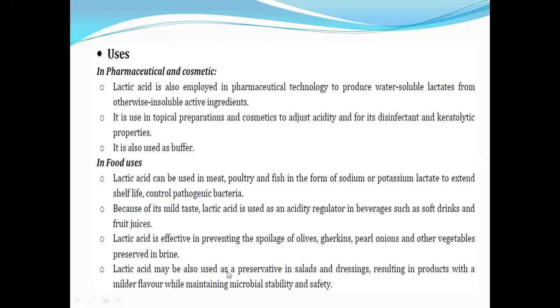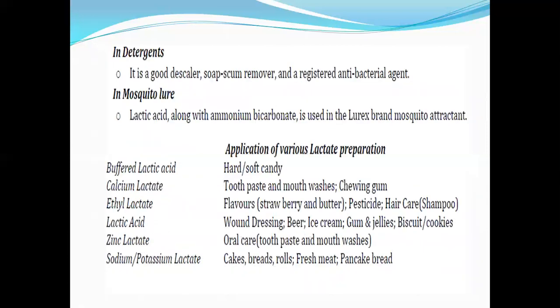It is also used for the preservation of salads and dressings, resulting in products with a mild flavor while maintaining microbial stability and safety. So by discussing this, we come to know that the lactic acid molecule has its own application in the pharmaceutical, cosmetic, as well as food industry.